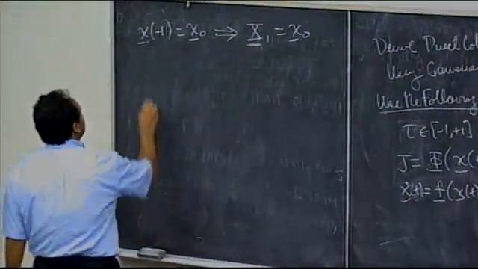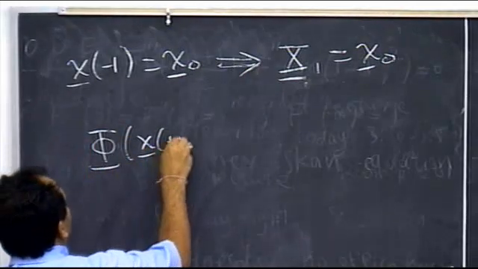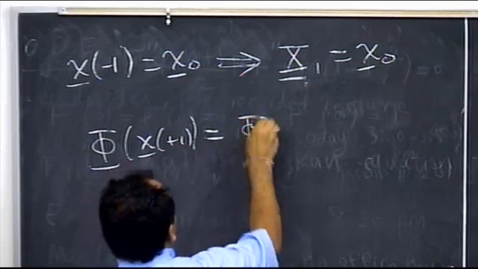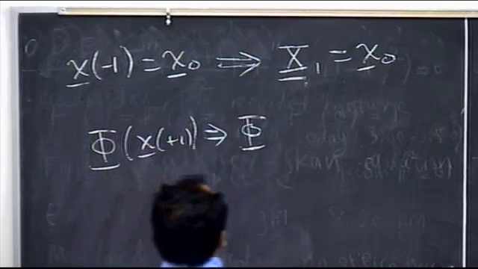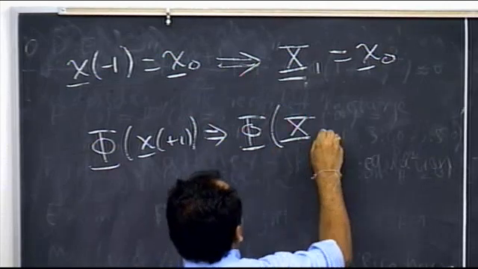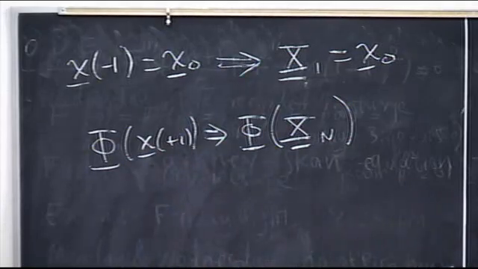The Mayer cost, I know that phi of x of plus 1 has to equal what? Is replaced. I should put a replacement here. Is replaced by phi of capital X n, right? Because x at plus 1 is approximated by capital X at plus 1, which is equal to capital Xn, right? So I have this optimization problem now.